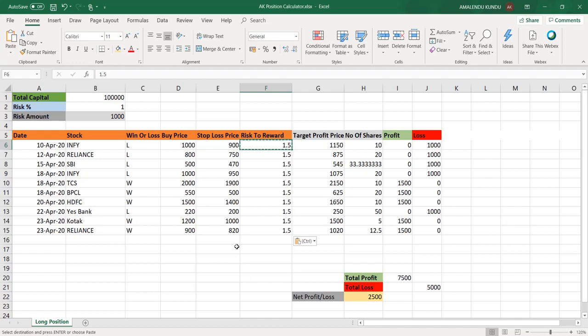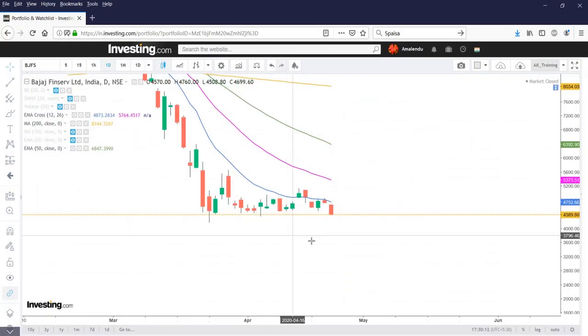Now the next thing that I wanted to show you: if you are using the investing.com website for the chart for your trading, you can actually use this technique over there. Let me show you how. So this is the Bajaj FinServ chart, and I can see that this is at a very good support level. Let's assume that I want to enter a trade. How do I enter a trade with a trade setup like the one that we are already discussing?